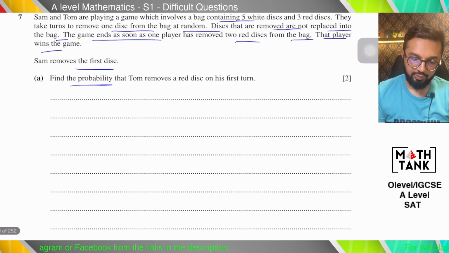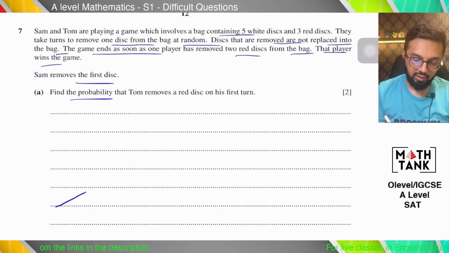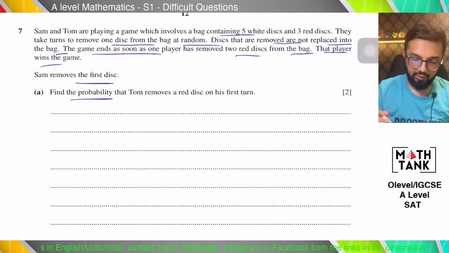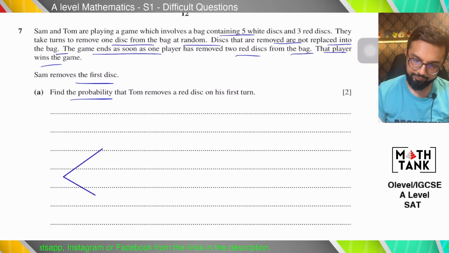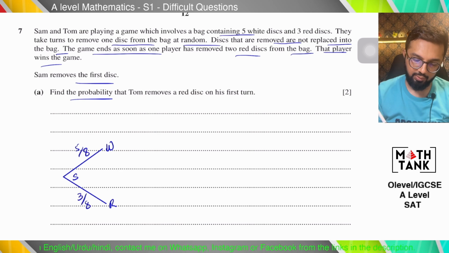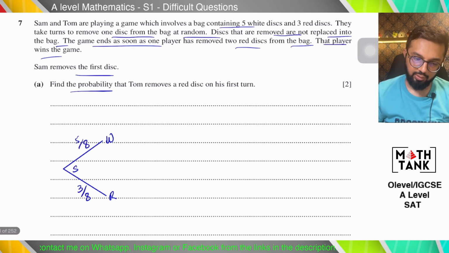So I'm just talking about the first turn right now. So I'm going to start drawing my tree diagram. Sam plays first, I think. So this is Sam's turn. He can pick a white or a red. So now there's a bag containing 5 out of 8 and 3 out of 8. They take turns to remove one disc from the bag. Discs that are removed are not replaced.